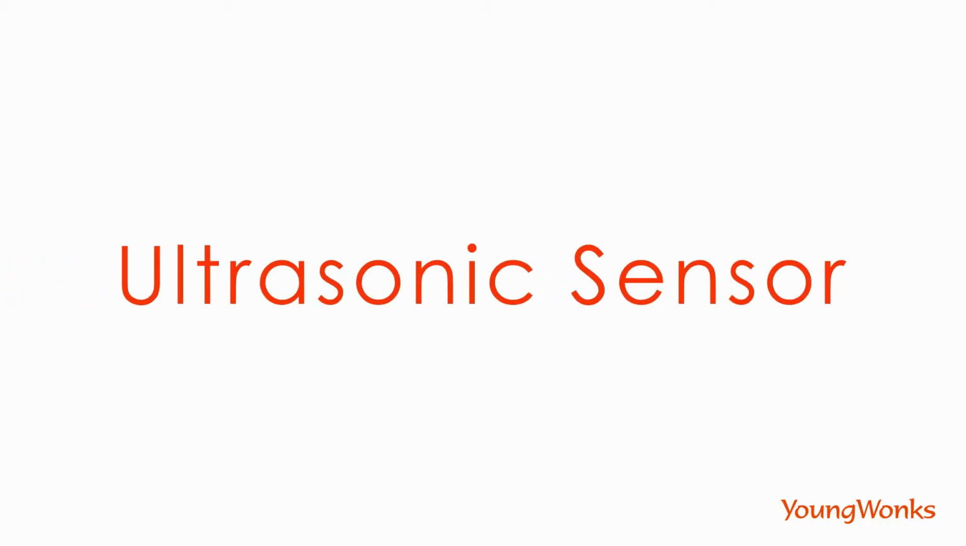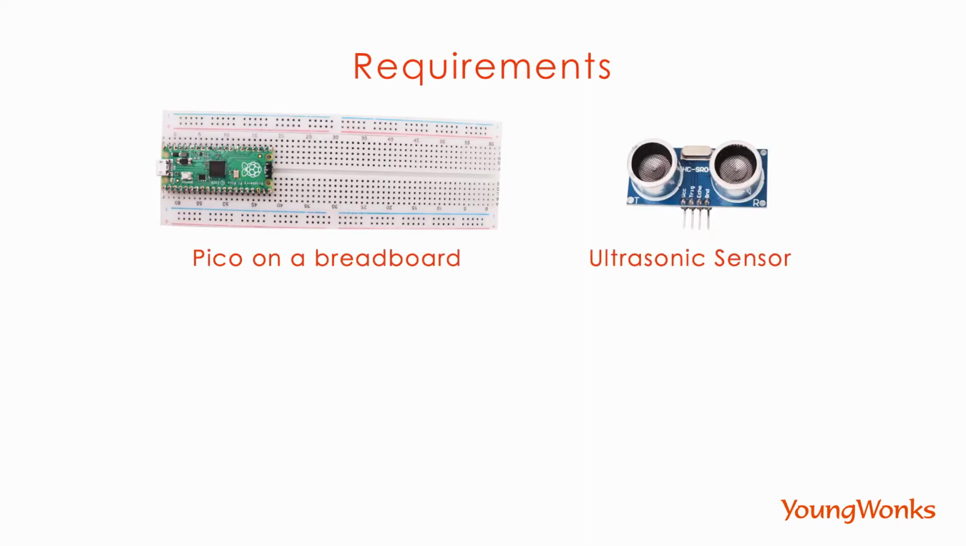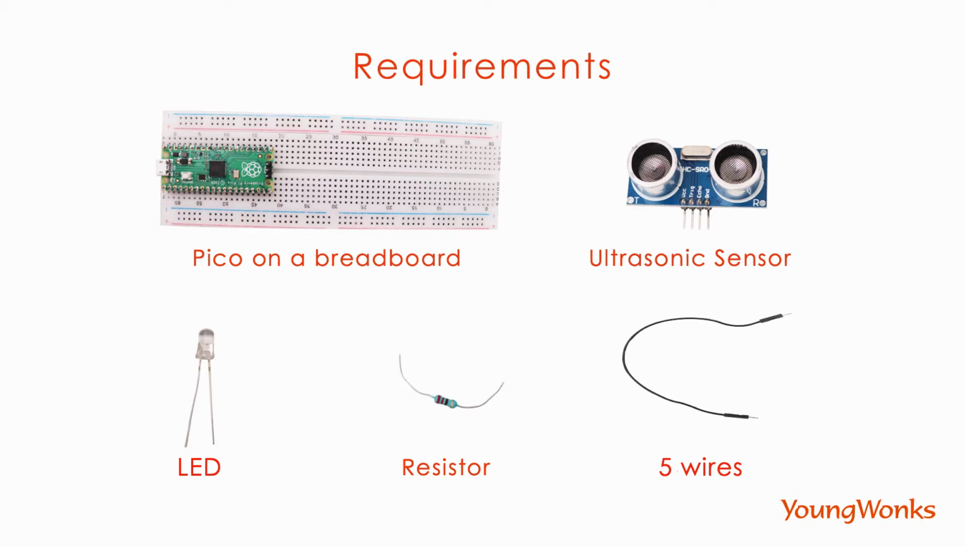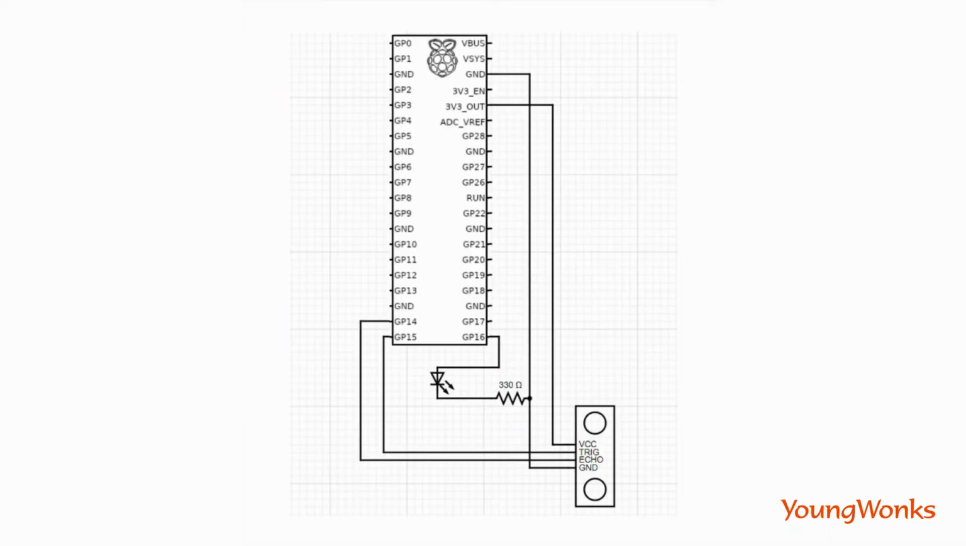The next device we are going to learn how to program with the Pico is the ultrasonic sensor. For this, we're going to need a Pico on a breadboard, an ultrasonic sensor, an LED, a resistor, and 5 wires. Take a look at this diagram to help you build the circuit. The wire circuit is also useful to build our circuit.